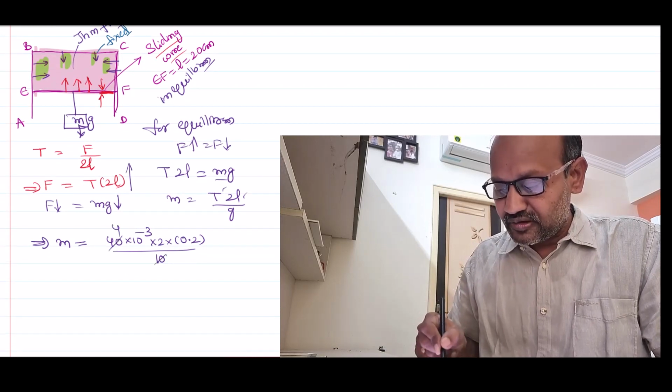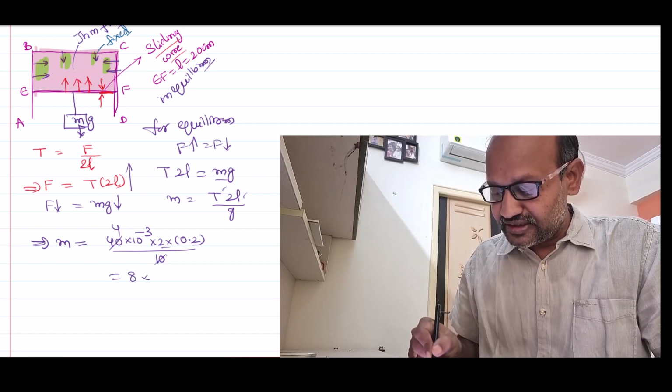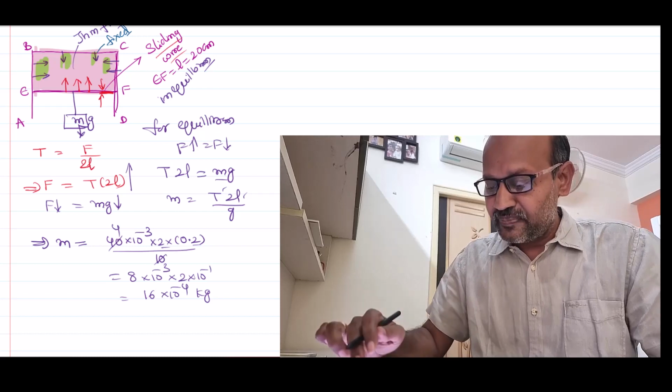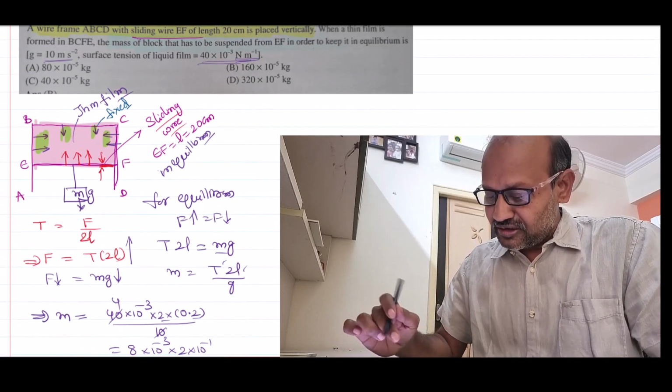4 into 2 is 8. 10 power minus 3. The 0.2 is 2 into 10 power minus 1. So 8 into 2 is 16 into 10 power minus 4 kilogram. That's the answer that we have, 16 into 10 power minus 4. But that option is not there.